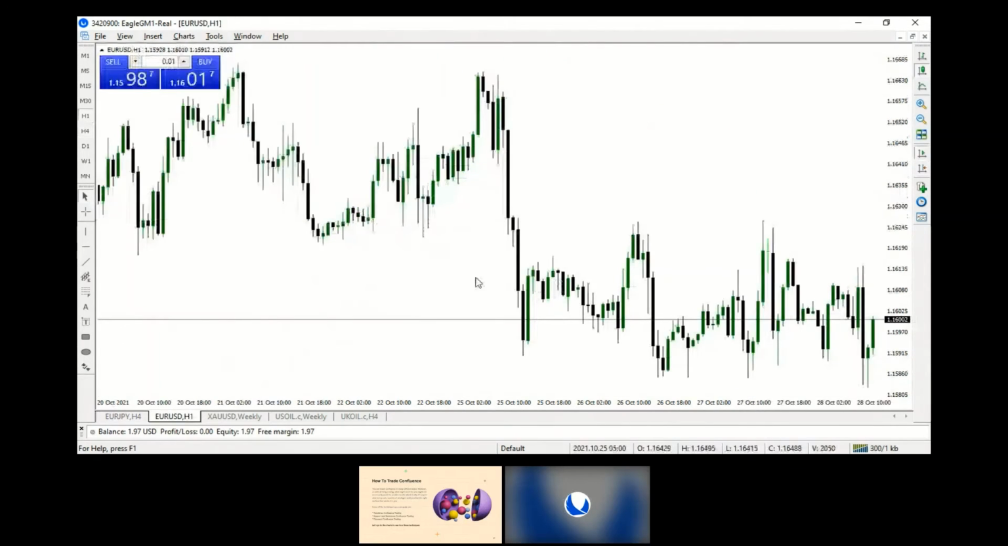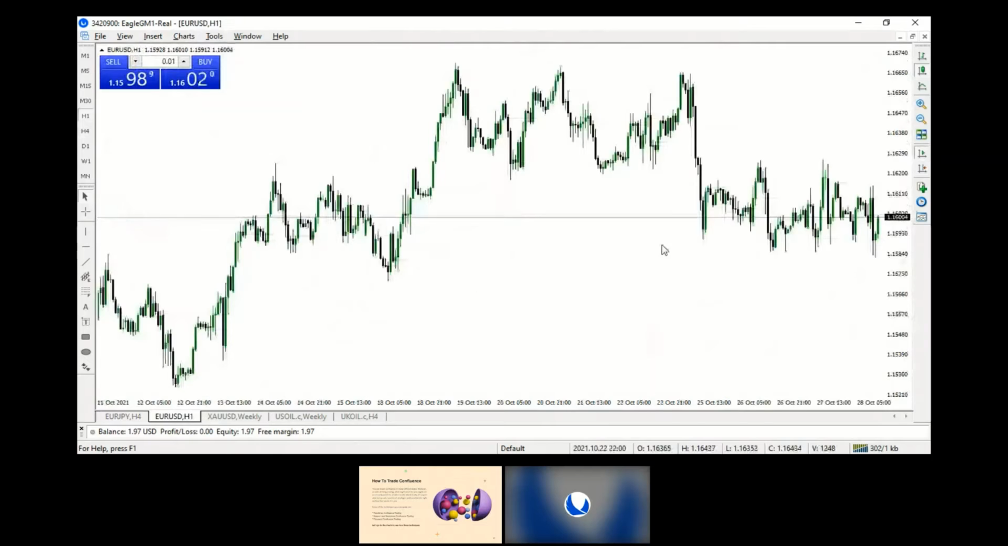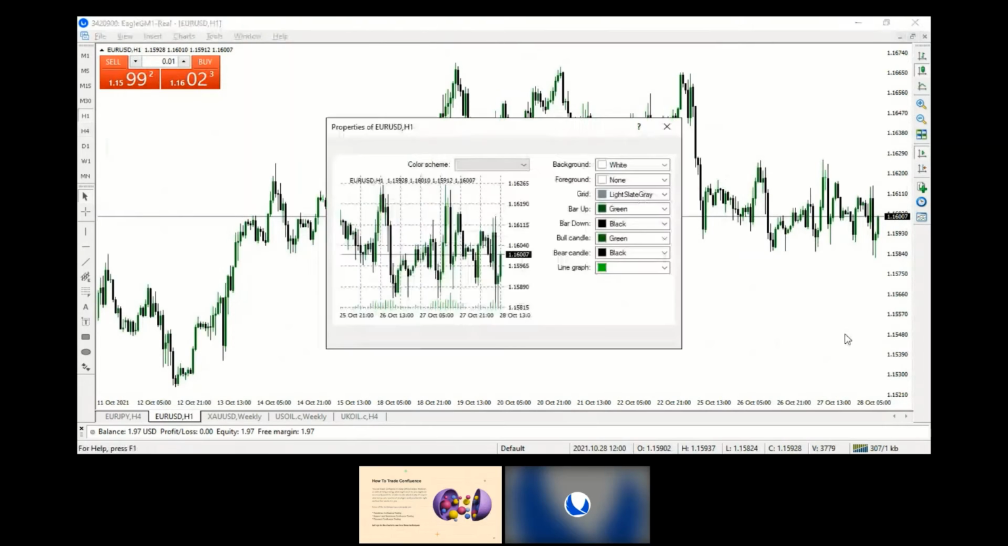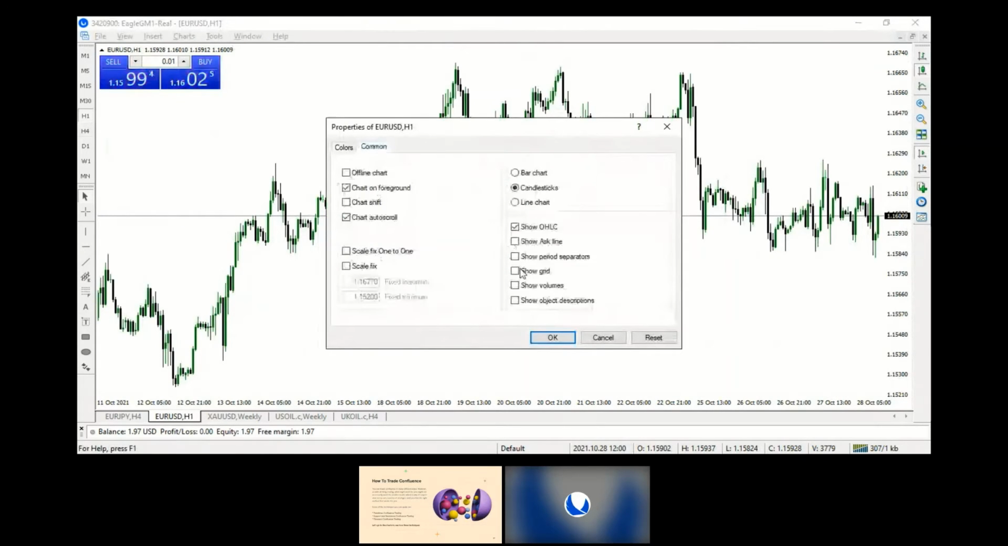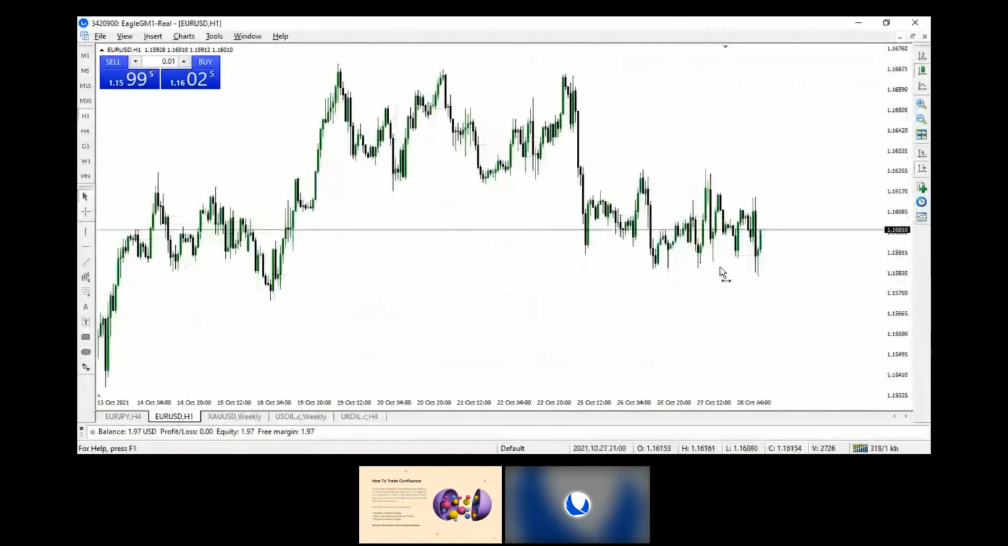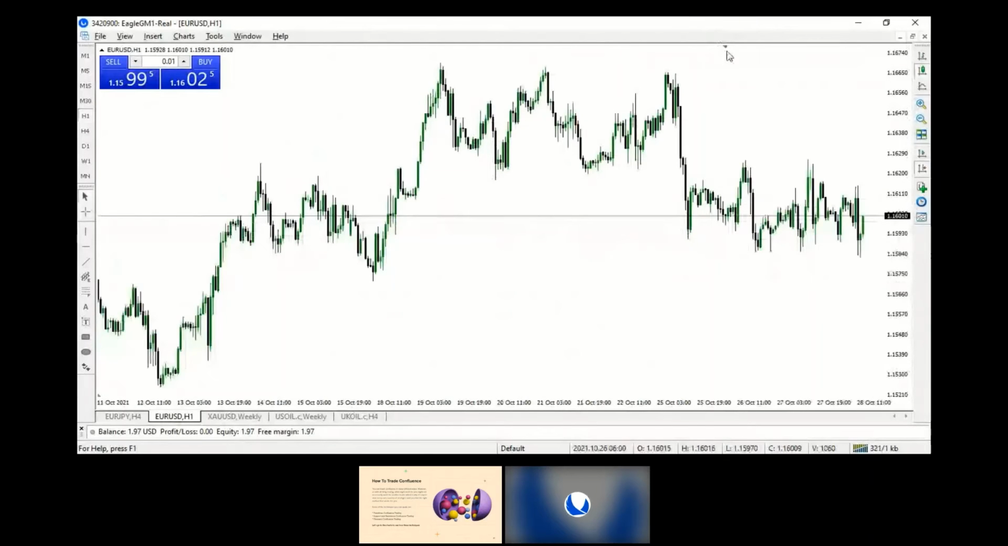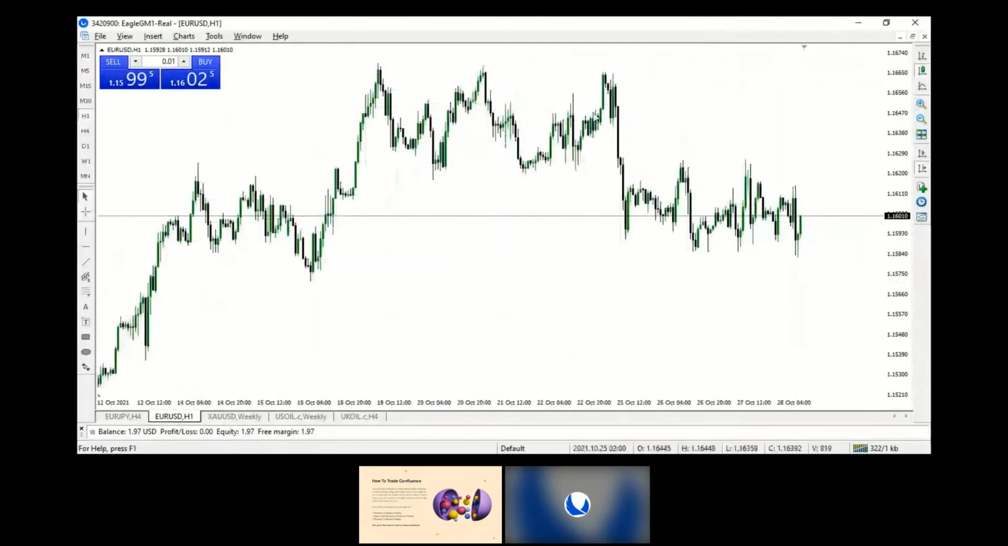Let's go to ERUSD. Let's look for another one on ERUSD. This is ERUSD here. Look at ERUSD. We have a trend line here.